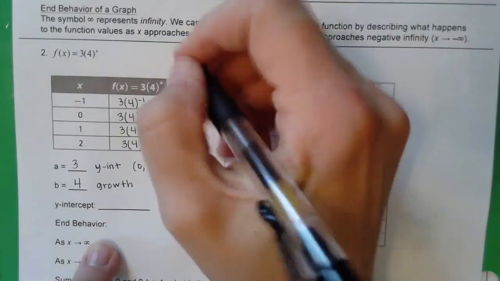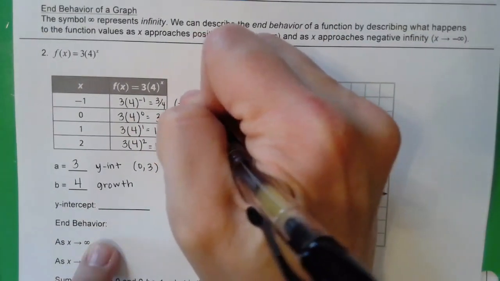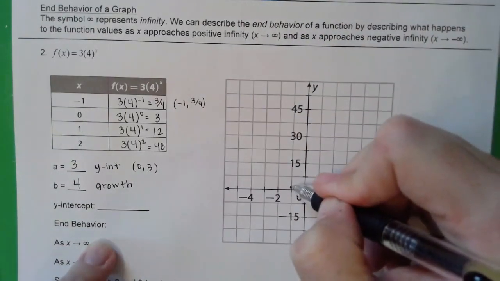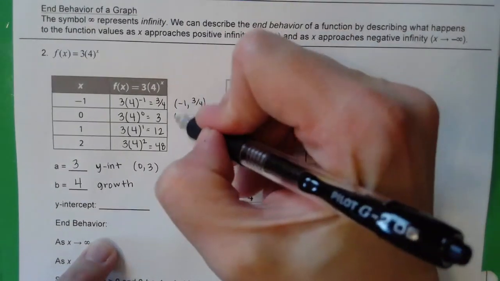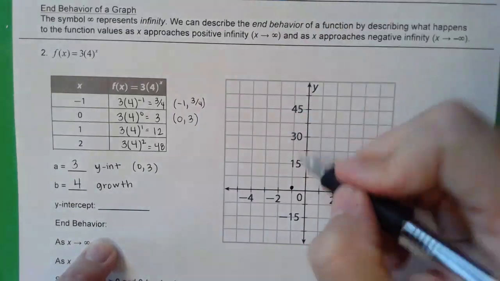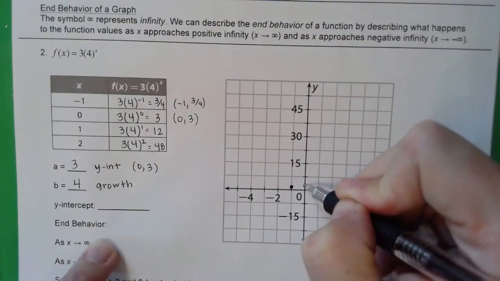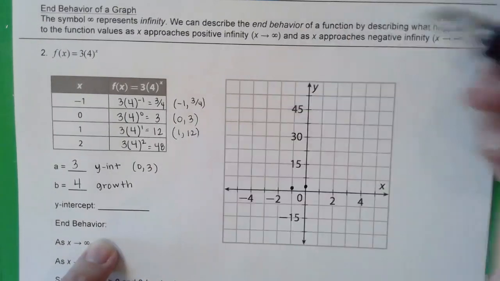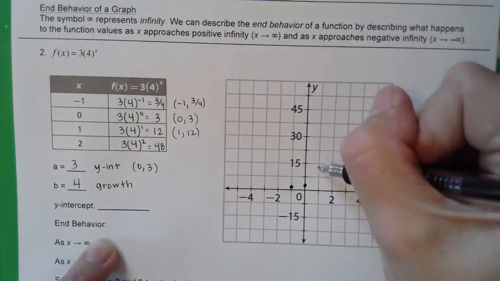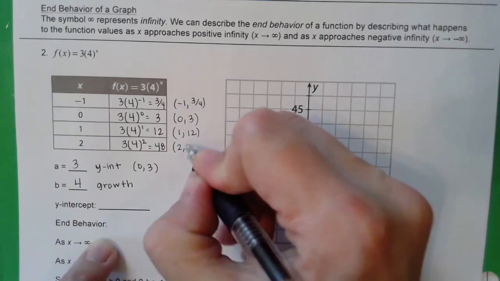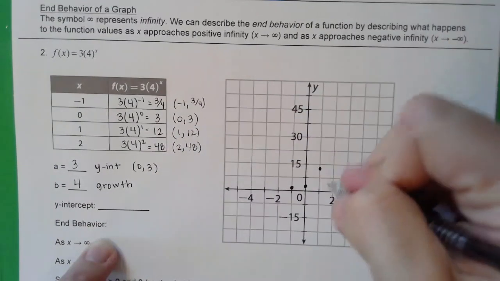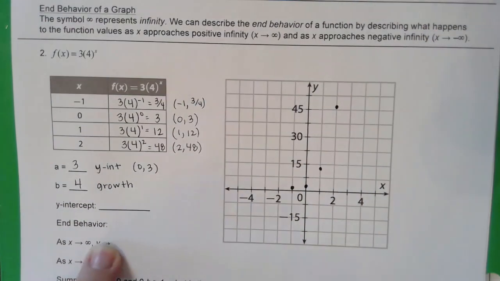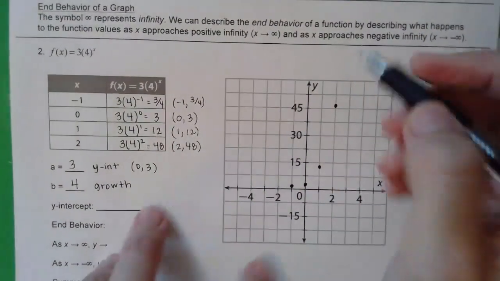So that means that -1 goes with 3/4. And it means that 0 goes with 3. And this one means that 1 goes with 12, and then 2 goes with 48. And it's okay if the 48 feels kind of big. Remember, these are exponential functions, so they are supposed to be getting bigger very quickly.